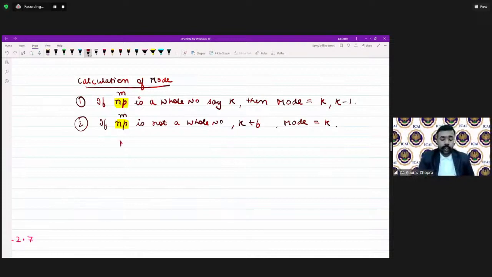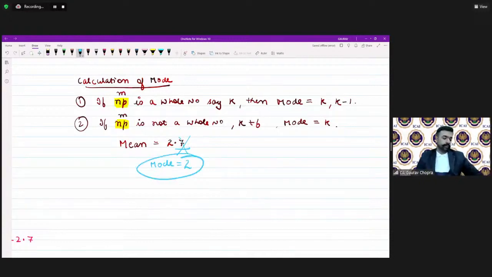So in the given question, we have calculated mean as 2.7. So it is not a whole number. We will remove the decimal part and the answer will be 2. So mode is equal to 2.